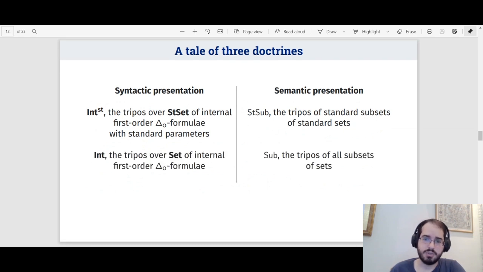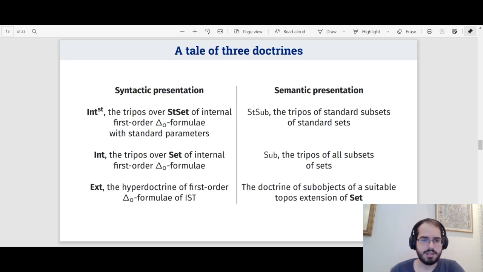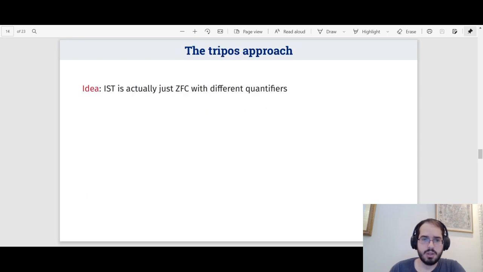Then we have one that corresponds to the tripos of all subsets of sets, and those are just the internal formulae by separation. And those two are triposes. And then we have a hyperdoctrine of all the formulae of IST that we actually might want to see if it is the doctrine of subobjects of some extension of sets. So for example, the topos given by the ultrapowers of sets would work here.